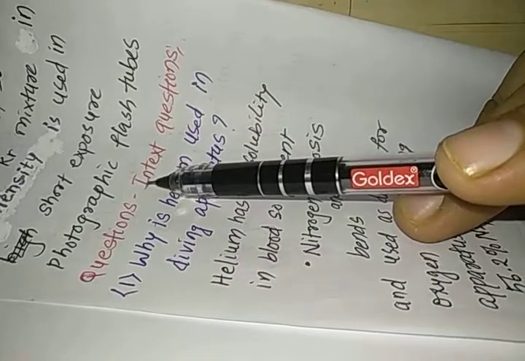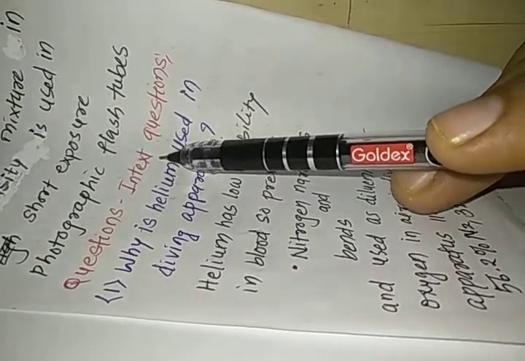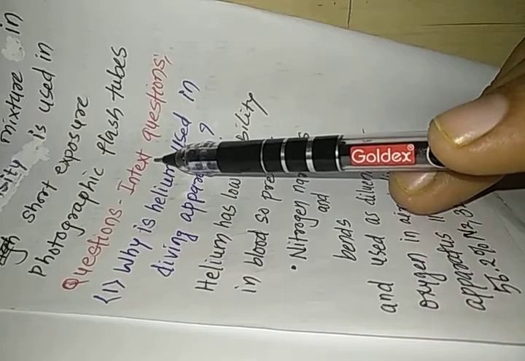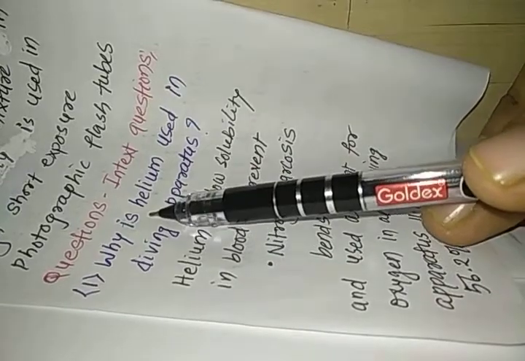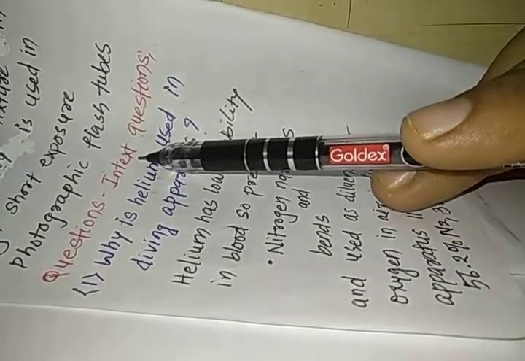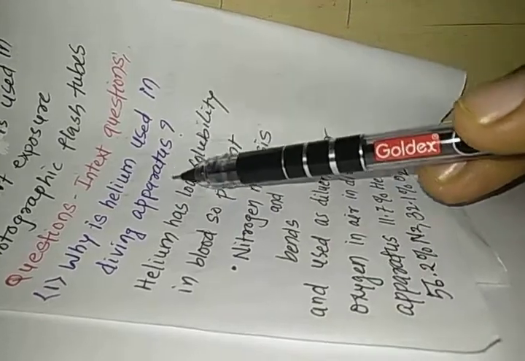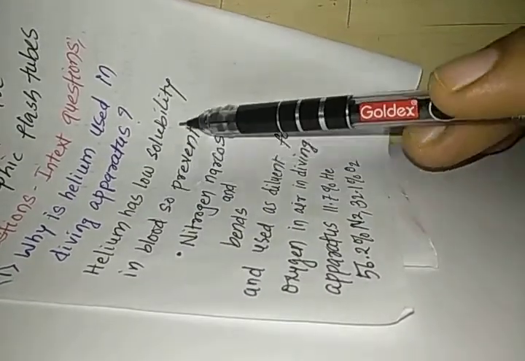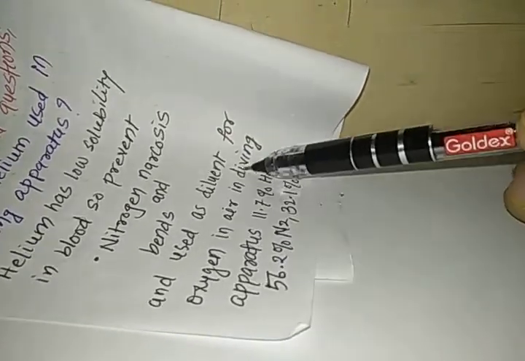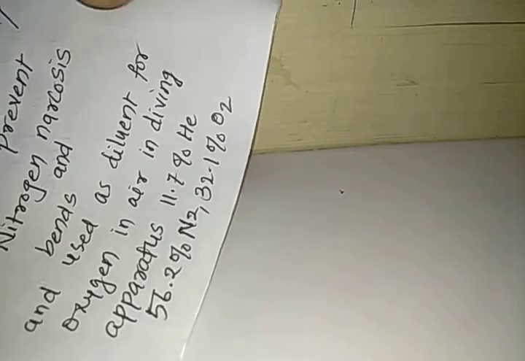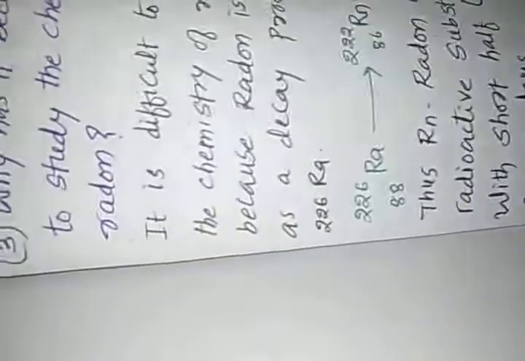Now, my dear students, there are some in-text questions and exercise questions that we have not discussed during our discussion, so I am going to cover those questions for you. The first question is, this is an in-text question and compulsory: why is helium used in diving apparatus? Helium has a low solubility in blood, so it prevents nitrogen narcosis and bends, and is used as a diluent for oxygen in air in diving apparatus, in which the percentage of helium is 11.7%, the percentage of nitrogen is 56.2%, whereas the percentage of oxygen is 32.1%.